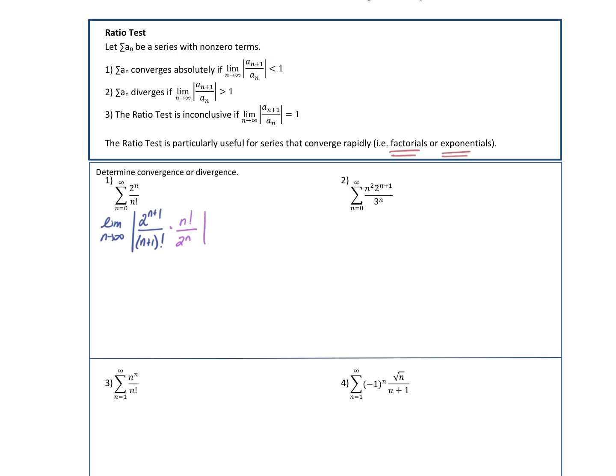So we've got the limit as n goes to infinity. I'm going to put this all over 1 here. So we get 2 to the nth, 2 to the first, n factorial, 2 to the nth, and then this becomes n plus 1 times n factorial. So we can cancel. So you have 2 over n plus 1, which is equal to 0. So that's less than 1, so this converges.